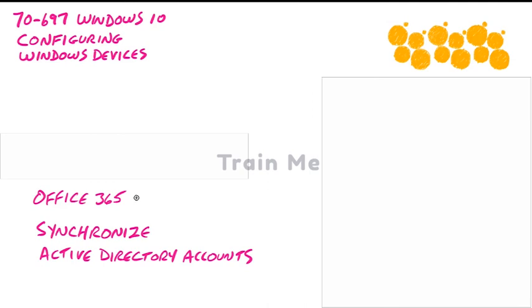In this nugget, we looked at Office 365. We learned how to synchronize Active Directory accounts, particularly using the Azure Active Directory Connect tool.